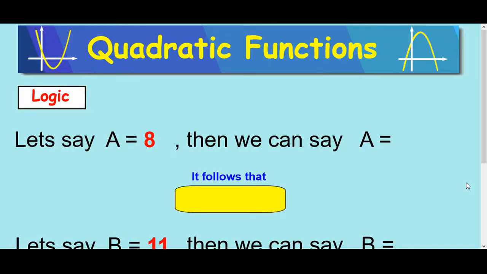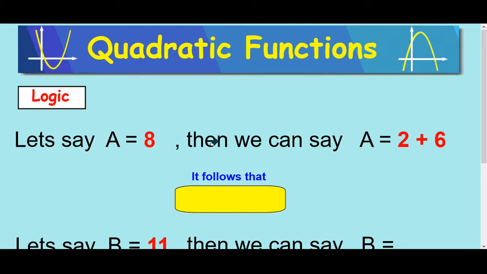In order to understand this next process, I'm going to do some basic logic calculations with you, so that hopefully if we do it simply, it makes more sense when we go into the algebra side of it. So I'll do two examples here. Let's say that a was equal to 8. Okay, so we can also say that a could be written as 2 plus 6. That seems fair enough, because 2 plus 6 makes 8.